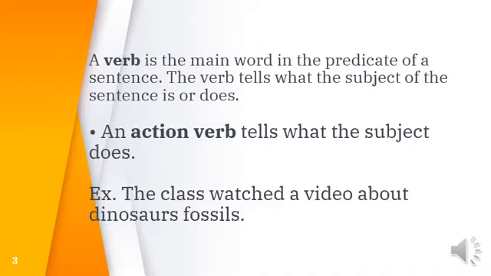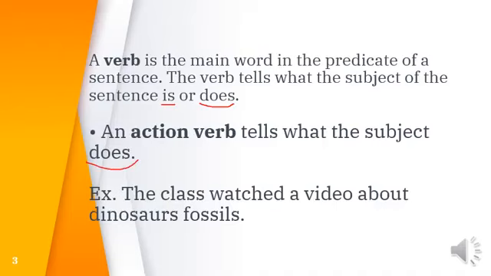So this is our lesson today. If the verb tells what the subject is, then the verb is a linking verb. And if the verb tells what the subject does, meaning the action that the subject does, then it's an action verb. So let's look at what an action verb is. An action verb tells what the subject does. Okay, so let's look at an example.